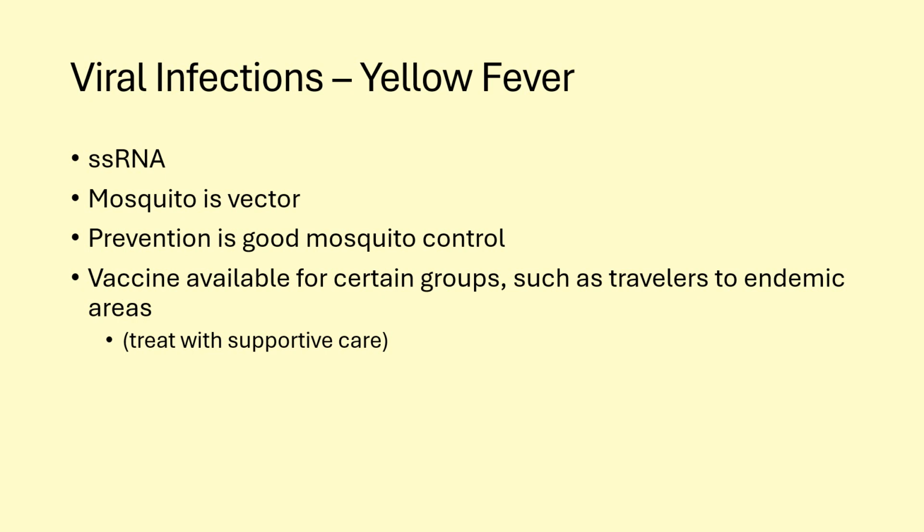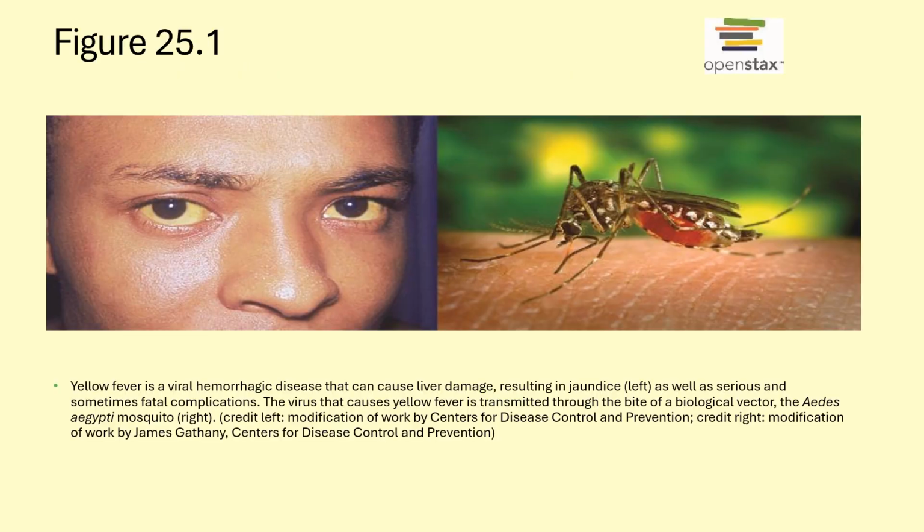There is a vaccine that is available for certain groups, especially if you are going to be traveling to an area where yellow fever is still endemic. You might want to consider getting the vaccine for that. If you do contract it, you treat it with supportive care. You can see certain classic symptoms with yellow fever. It does affect the liver. Oftentimes the individual ends up with jaundice. And so as you can see in this picture, you tend to see the yellowing of the eyes.